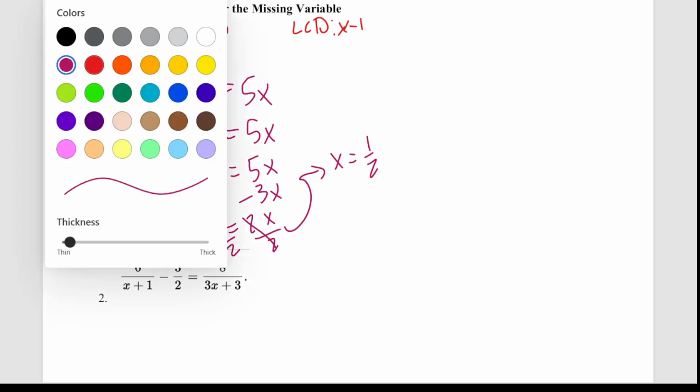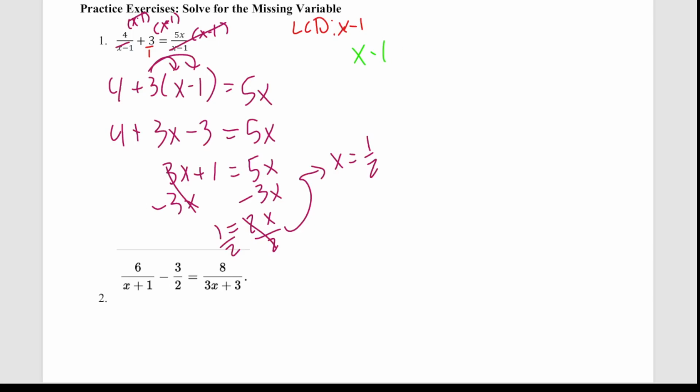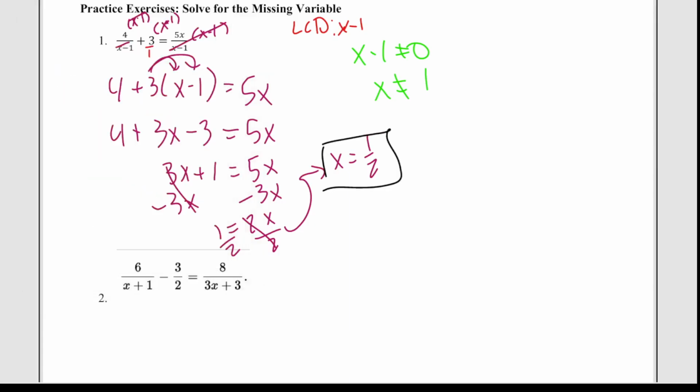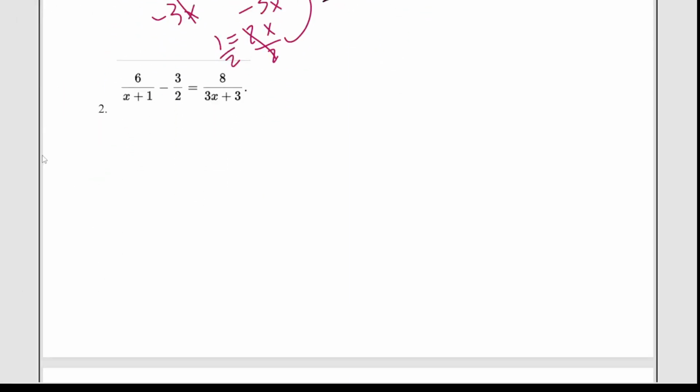In terms of the original domain, I needed to make sure that x minus 1 could not be 0, so x could not equal positive 1, so having x equal 1/2 is actually okay, still within the domain.